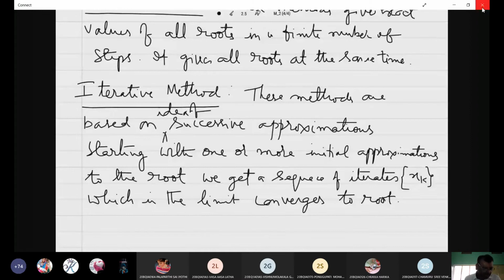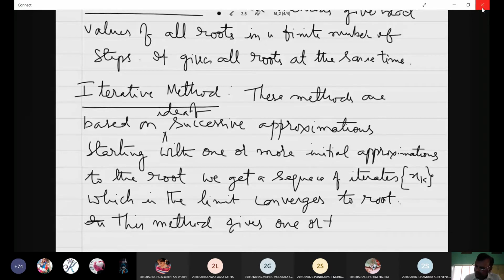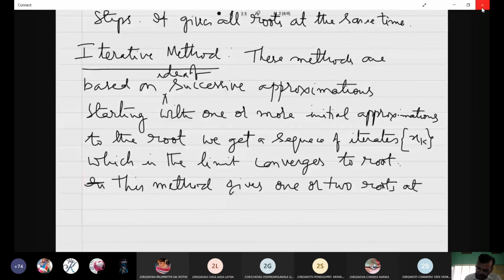This method gives one or two roots at a time, whereas in the direct method all the roots are given at the same time. దీని మెథడ్లో ఒకటి లేదా రెండు రూట్స్ ఒకేసారి వస్తాయి. This method gives one or two roots at a time. This is the iterative method.